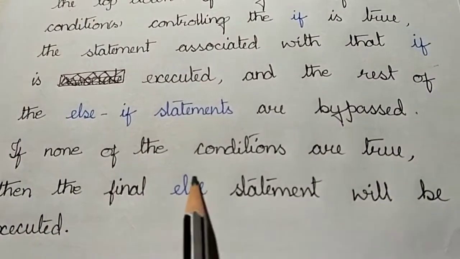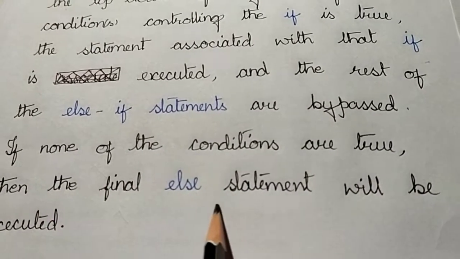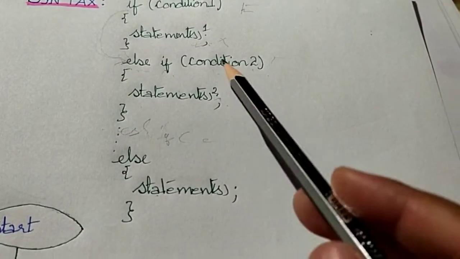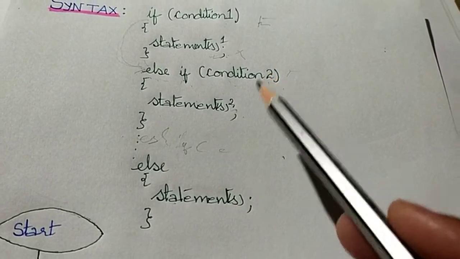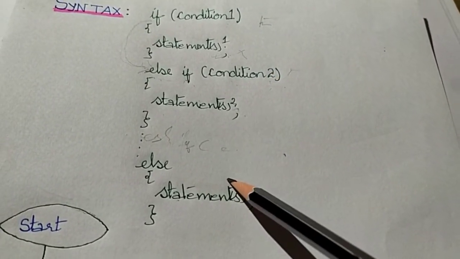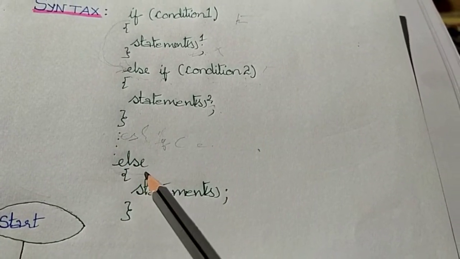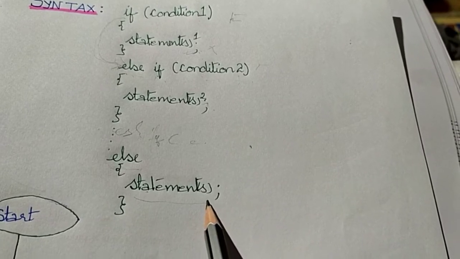But if none of the conditions are true, then what happens? The final else statement will be executed. That means if condition 1 is false, condition 2 false, 3 false, 4 false, then the execution will pass on to the else statement, and the statement of the else will execute.